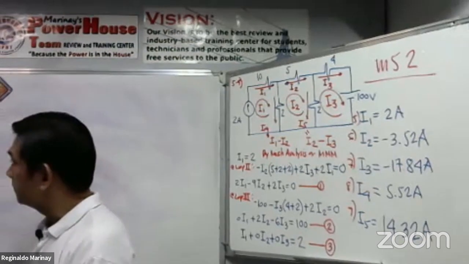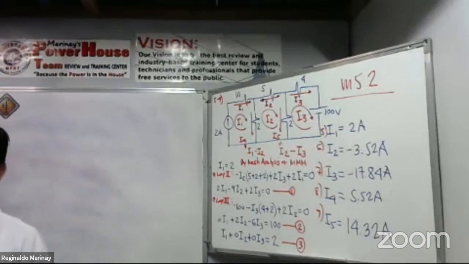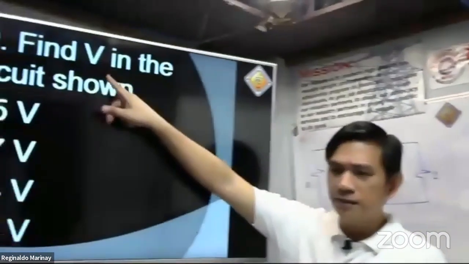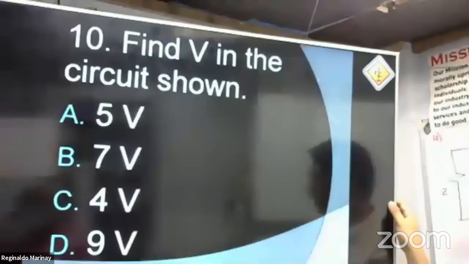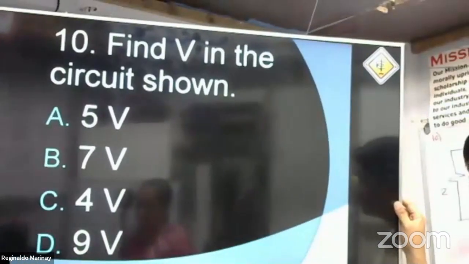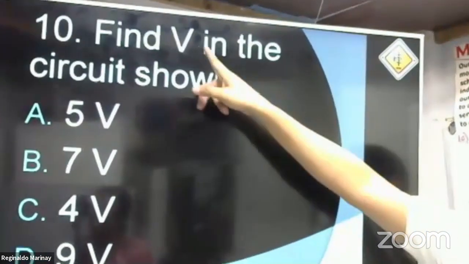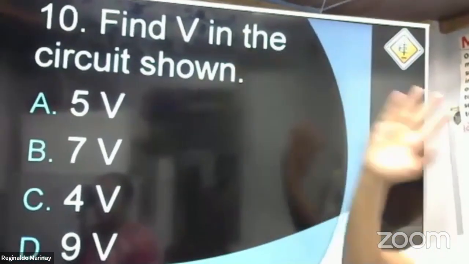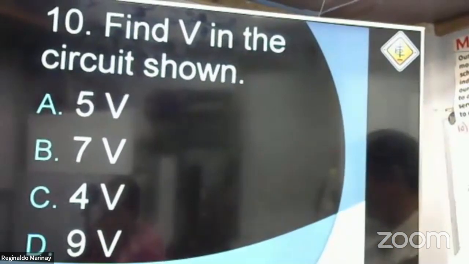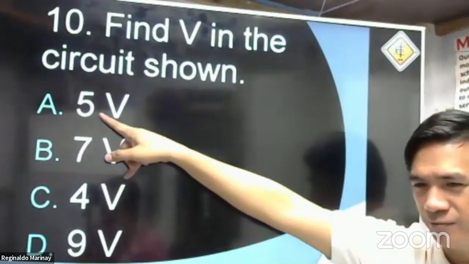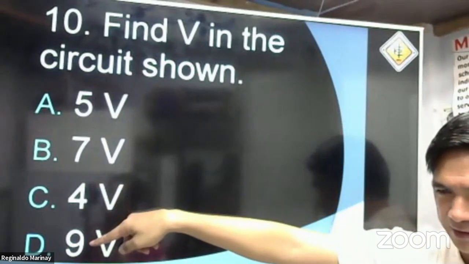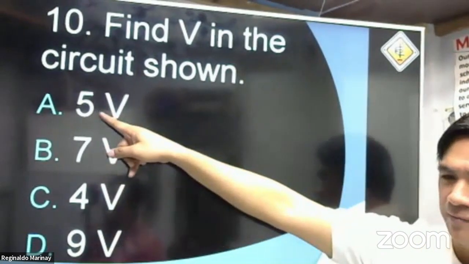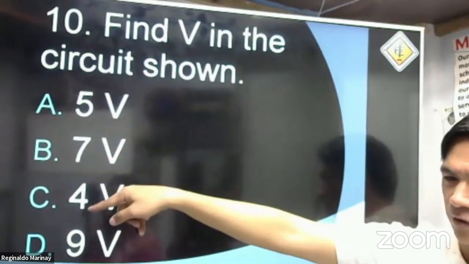Okay, so let us have now the number 10 question. Please take a look here. Find V in the circuit shown. So we have our V here in our circuit. Please take note, please memorize the choices. It's easy. Letter A is 5, we have 7, we have 4, we have 9. Again, 5, 7, 4, 9.